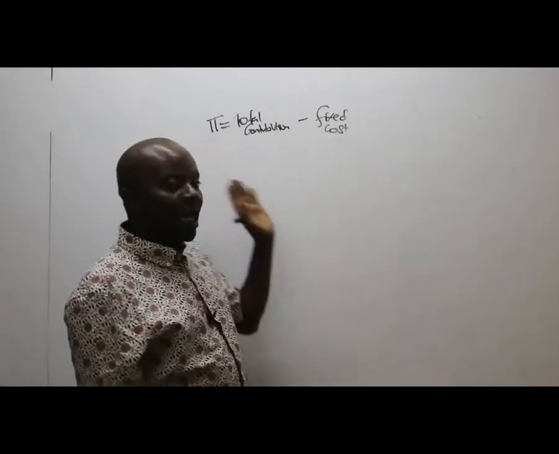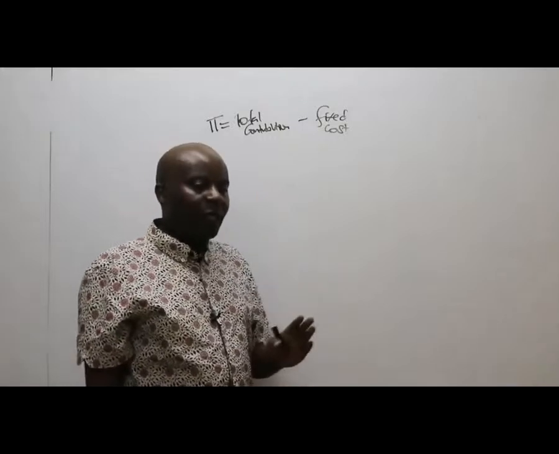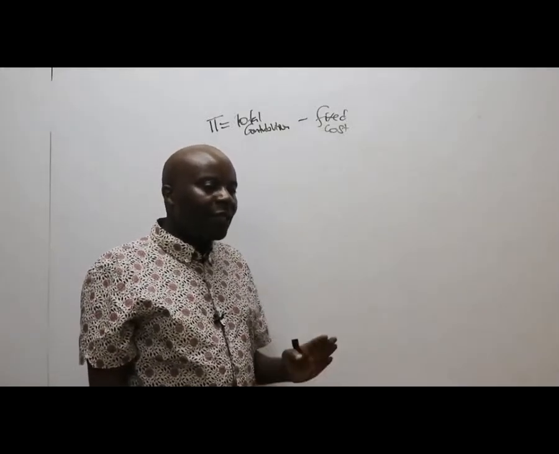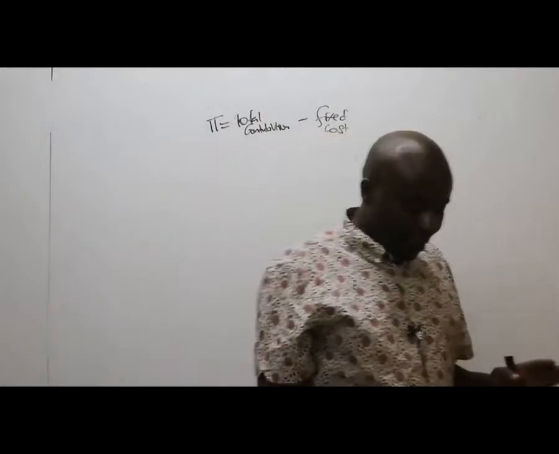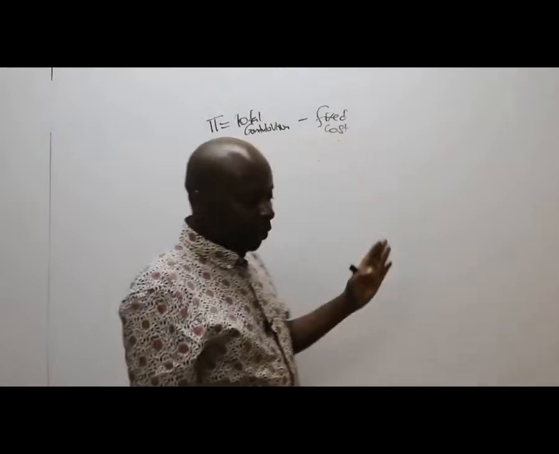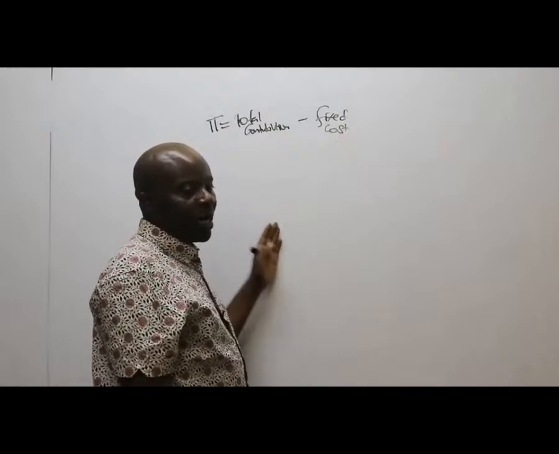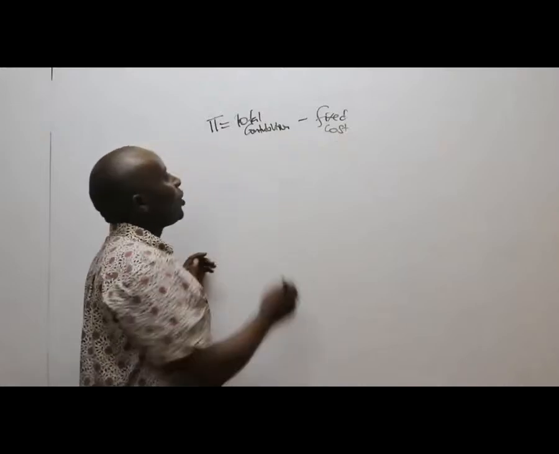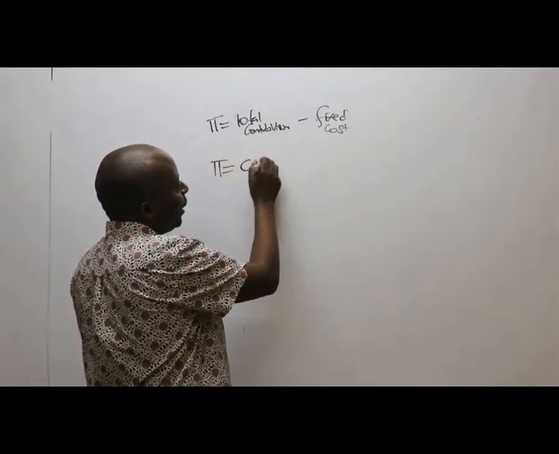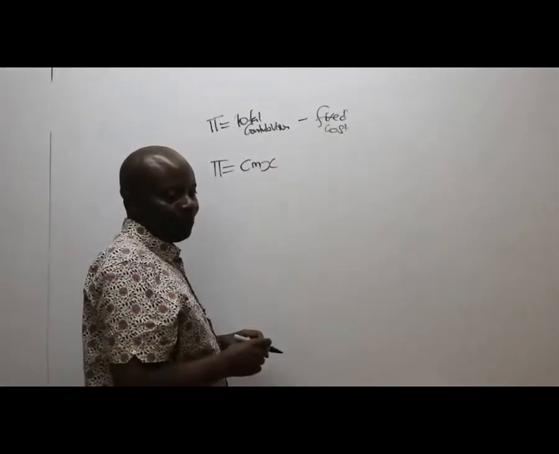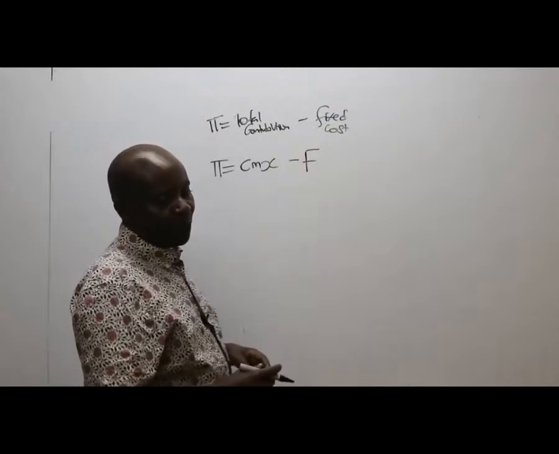This pi does not stand for 22/7. Pi stands for profit. Any organization that wants its total profit will calculate it by taking the total contribution minus the firm's fixed cost. So how do we get this total contribution? There are two ways. We take contribution per unit times number of units, minus fixed cost, F, which stands for fixed cost.